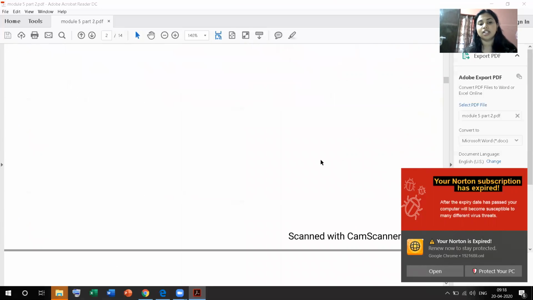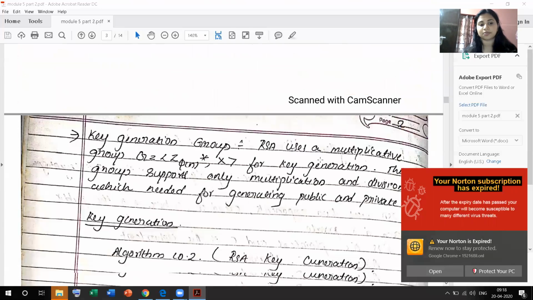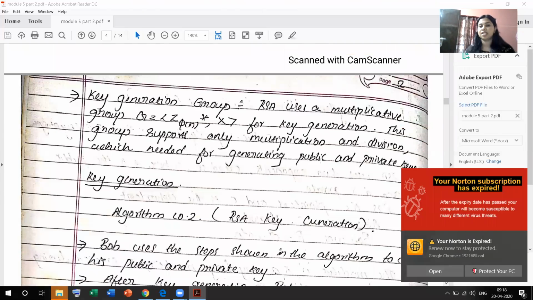In the case of the key generation group, RSA uses the multiplicative property, that is G is equal to Z n star, comma, multiplication and division. For key generation, we are using multiplication and division, which is needed for generating the public and private key. Next one is the key generation algorithm.